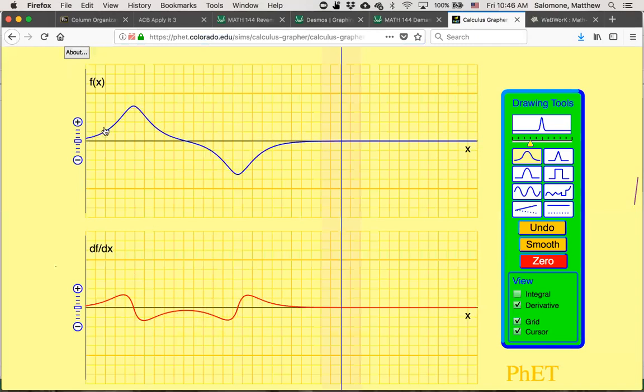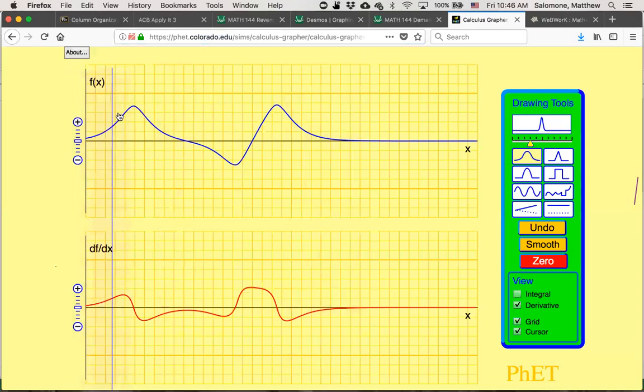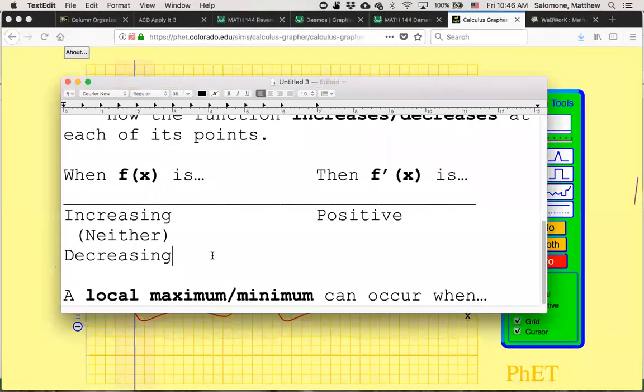And where this function is increasing, here we go, where the blue curve is going up, those are all places where the derivative is positive. It's above the x-axis. Right? So where the function is increasing, the derivative is positive. Similarly, where the function is decreasing, as it is in this realm over here, where the blue curve is going down, all the values of my derivative are negative. They're below the x-axis. So that's, of course, the flip side, that where my function is decreasing, its derivative, f prime, is negative.